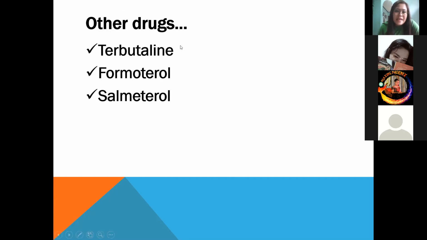So other drugs which are considered beta 2 agonist and ginagamit siya for asthma, we have the terbutaline. Let me write the brand name available sa market. We have Bricanil. I don't know if you are familiar with this, but this is Bricanil. And then we have Formoterol and Salmeterol. Let me just add, they are all for asthma ha.